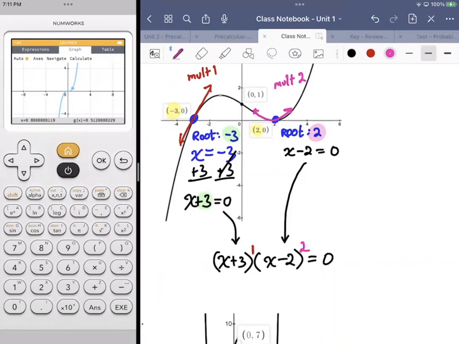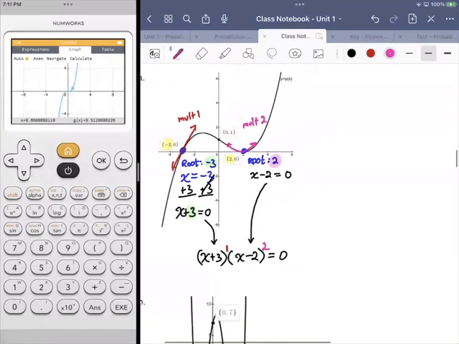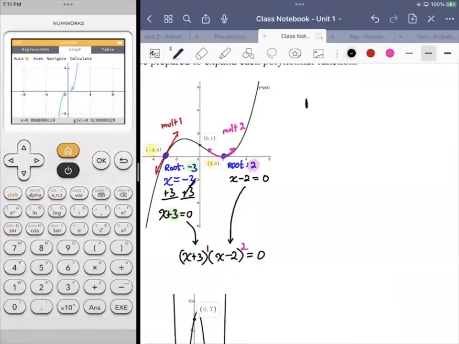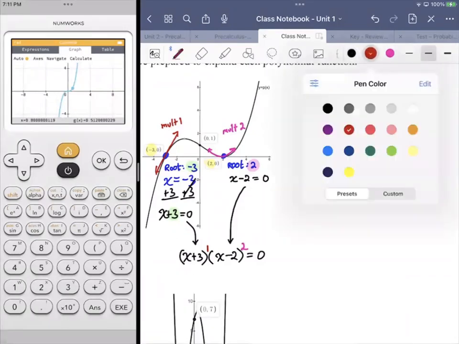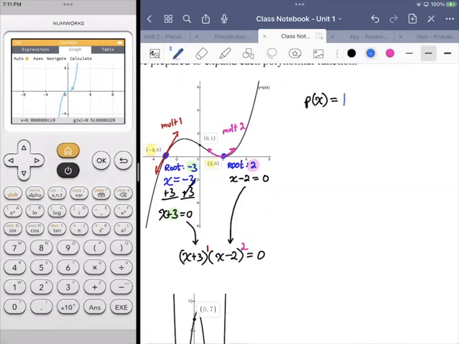So what we say is that we're going to have some polynomial function p of x that's equal to some coefficient that we don't know, and I'm going to call k, times x plus 3 to the first times x minus 2 to the second.